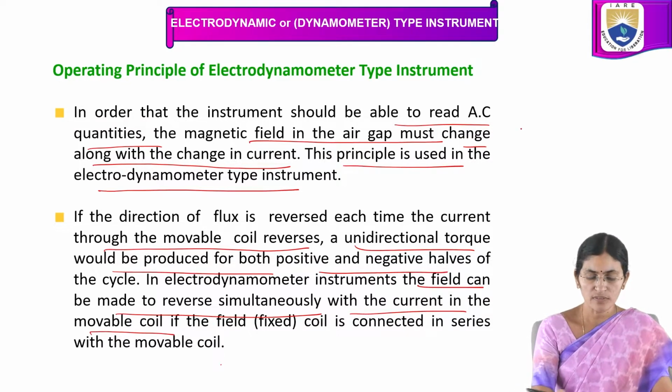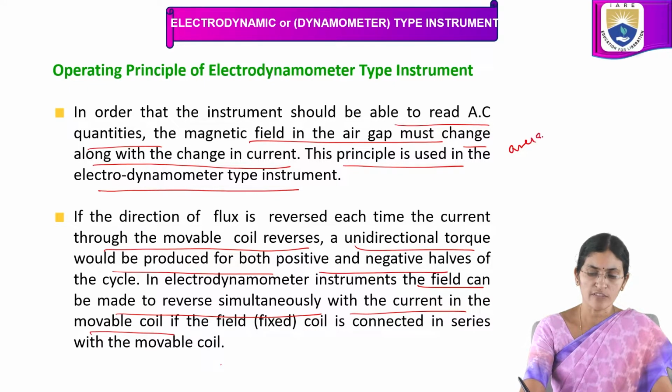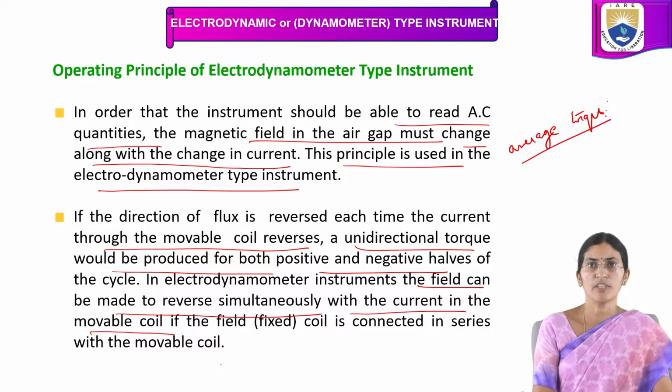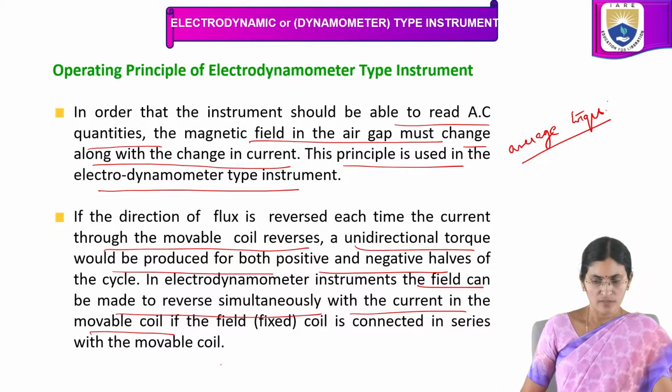So therefore in this a unidirectional torque is produced. So here the average torque is not zero, even though we supply AC. So average torque is not zero and the pointer will show some deflection.